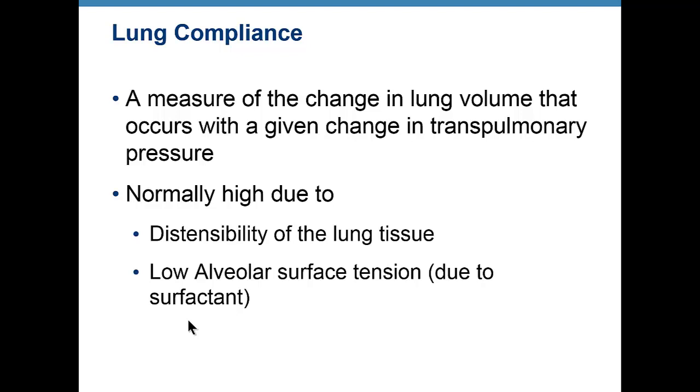So compliance we talked about, it's normally high because the lungs are distensible. Distensible means to stretch. We can stretch them outward. So we normally have good lung compliance because they can stretch out. They follow the ribs. And if we have low surface tension, that is going to increase compliance. Would you agree? Surface tension and compliance fight each other. Would you agree with that? And surfactant is kind of the mediator that helps compliance win over alveolar surface tension.